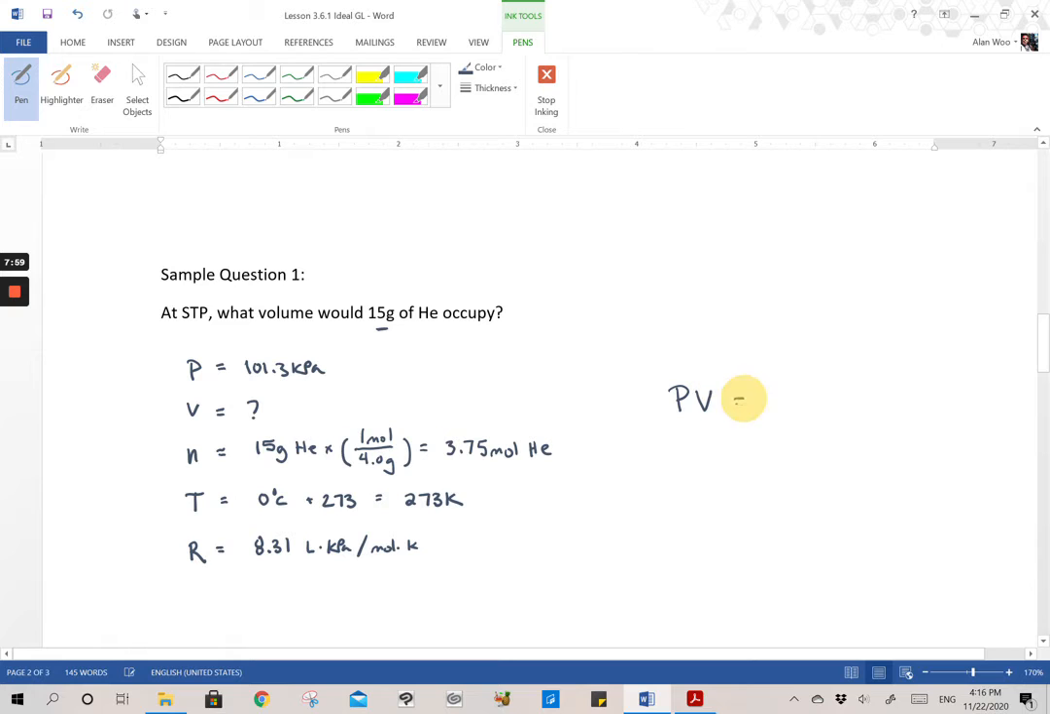So all we do is set up the formula. PV equals nRT. We want to solve for V, so we divide both sides by P. The P's cancel out, and you're left with volume. And now we just substitute our values in. So 3.75 moles of helium. Now I am going to put in the units this time for the gas law, because I want to show you how they cancel out.